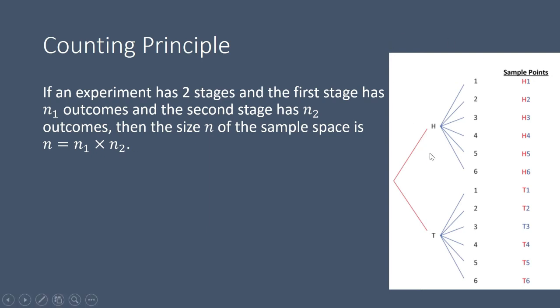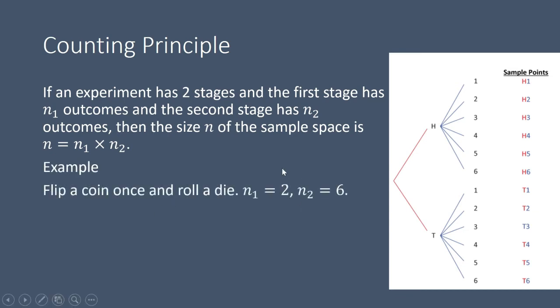So in this experiment about tossing a coin and rolling a die, we saw that we had 12 outcomes. So the size of the sample space is 12. But we didn't have to always produce the tree diagram. It's not always convenient. What we can do is just use the counting principle. The first phase has two possible outcomes. The second phase has 6 possible outcomes. And so the total number of outcomes for the entire experiment is 2 times 6, which is 12. And if you count this one, it will count to 12.